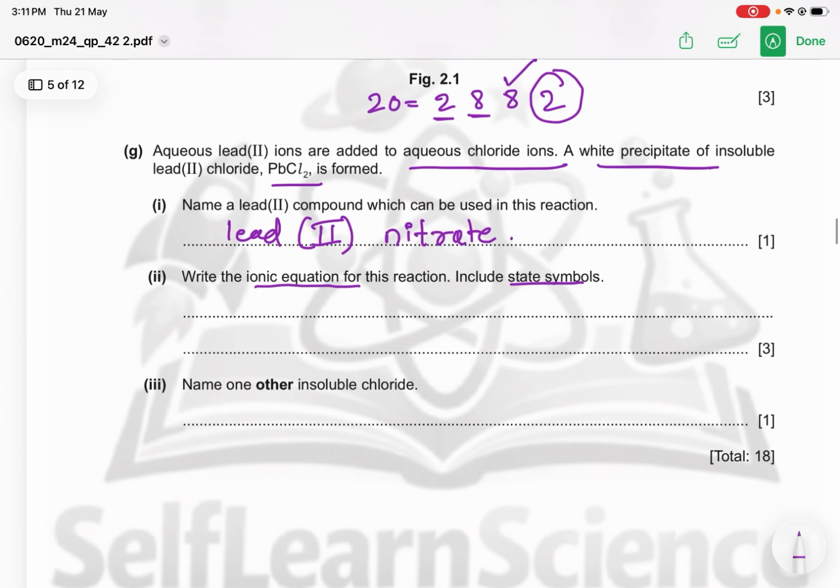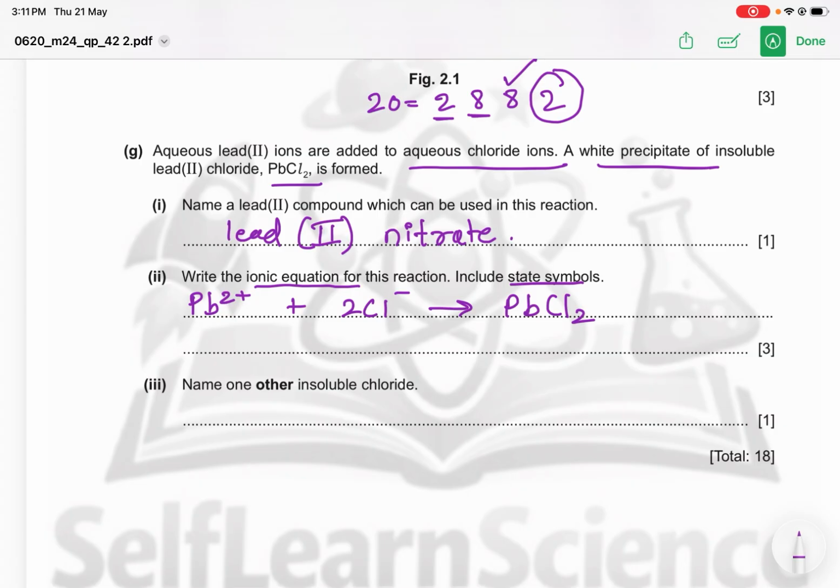that is PbCl2. So you are always supposed to write the ionic equation of the product only, that is the precipitate. So here it will be Pb2+ plus we have 2 chlorine atoms, so 2Cl−, which is going to give us PbCl2. So this is the ionic equation.